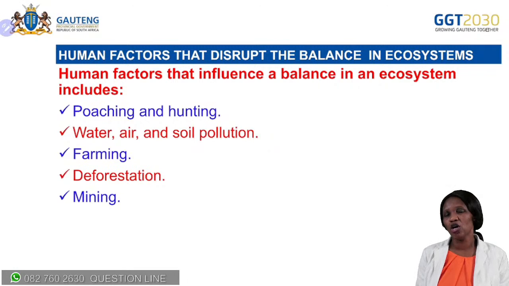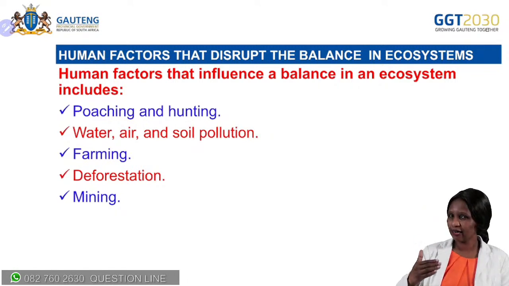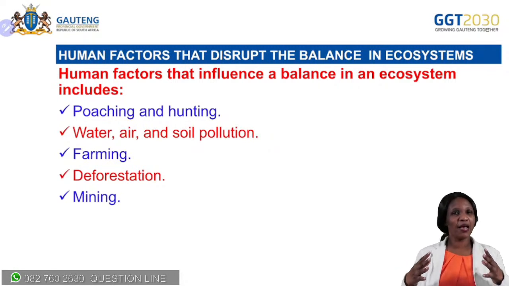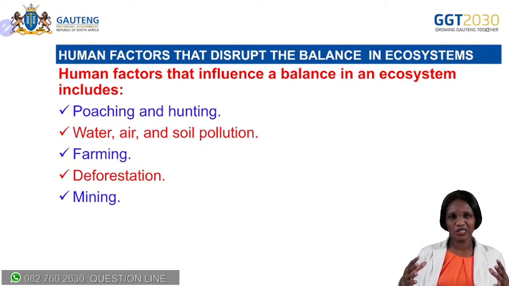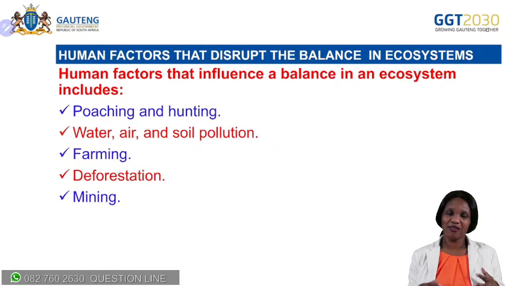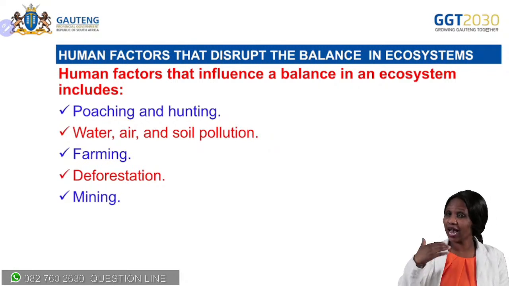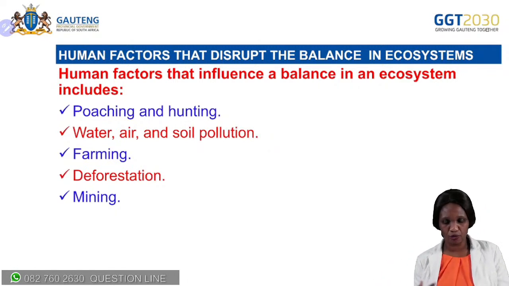For example, if there is poaching, if people poach animals, remember poaching means what? Illegal killing of animals, all right? And then they will disturb the ecosystem. How? Because they are going to remove a certain number of animals. They are going to disturb the food chain, okay? These are human factors. And then even water, air, and soil pollution.